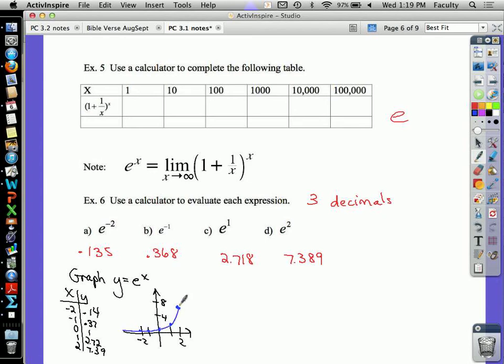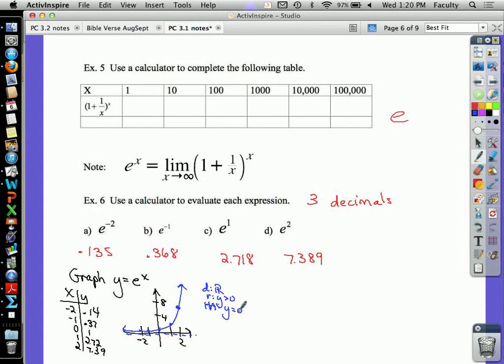And this should make sense based on what we did yesterday. This is an exponential graph and its growth because e is like 2.718. Your domain is all real numbers. The range is y greater than 0. And there's a horizontal asymptote at y equals 0. So this should be review.